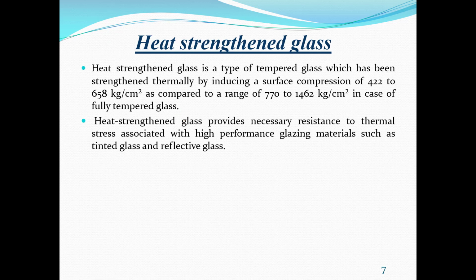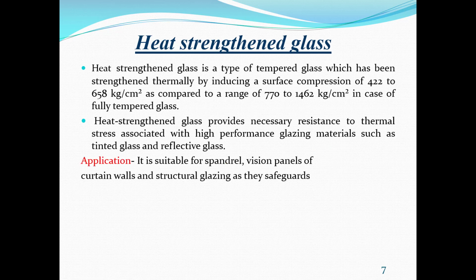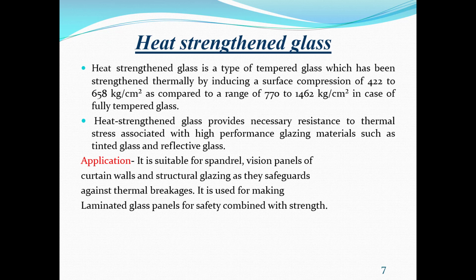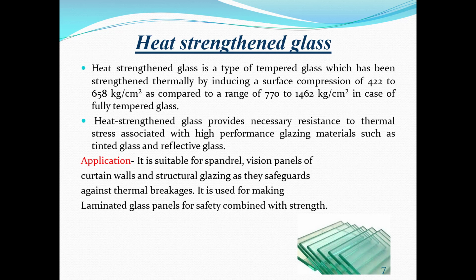So on application of heat, it provides the necessary resistance to thermal stress associated with high performance glazing materials such as tinted glass and reflective glasses. It is mainly used for spandrel vision panels of curtain walls and structural glazing as a safeguard against thermal breakage. It's also used for making laminated glass panels for safety combined with strength. So it's a very strengthened glass by the application of heat.